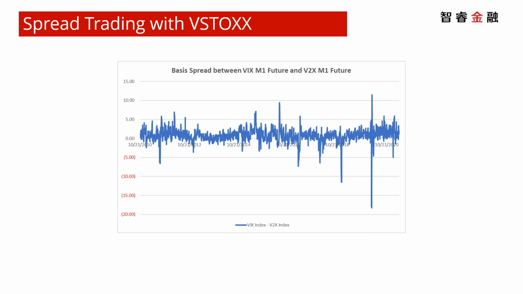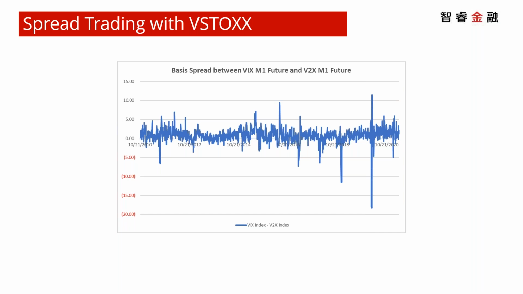And for the V2X at the same time, if the V2X index reading is 30, and the future is 36, the basis is 6, and the basis spread in this case is 4 minus 6, which is minus 2. Because as time approaches expiration, the future will converge to the spot, the basis is bound to converge to 0.